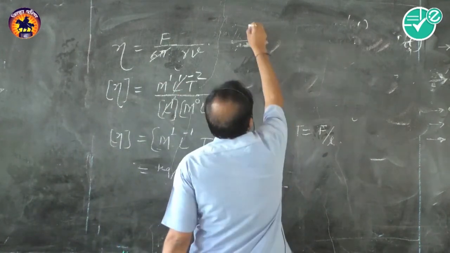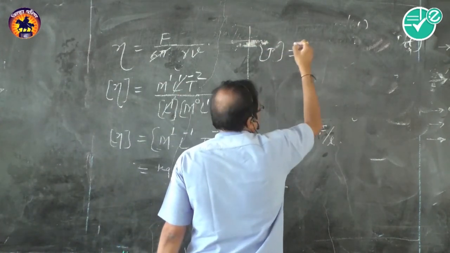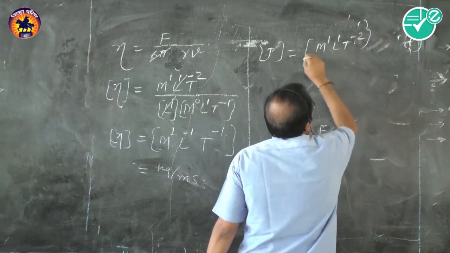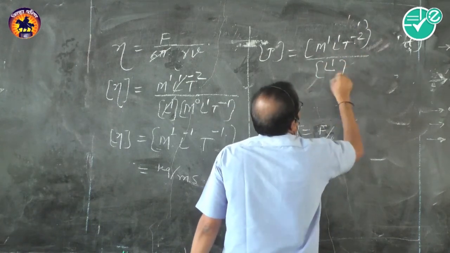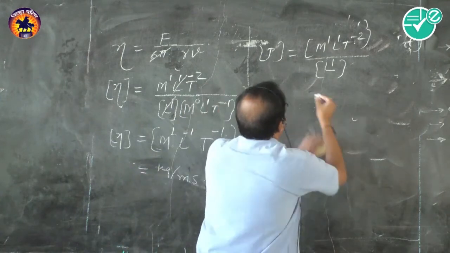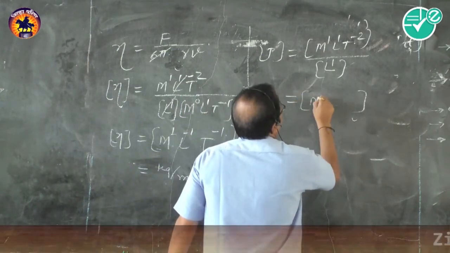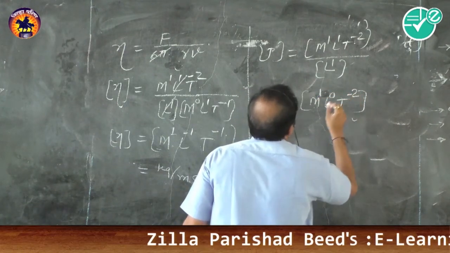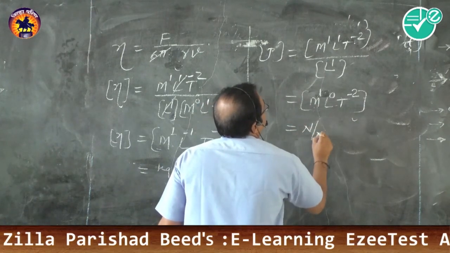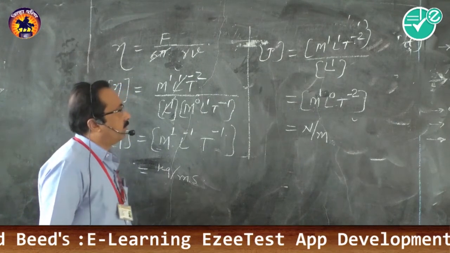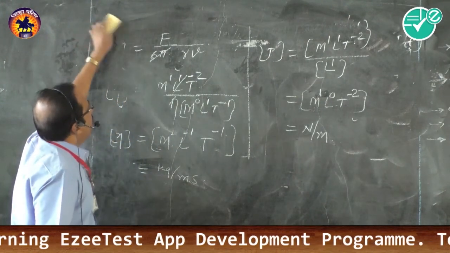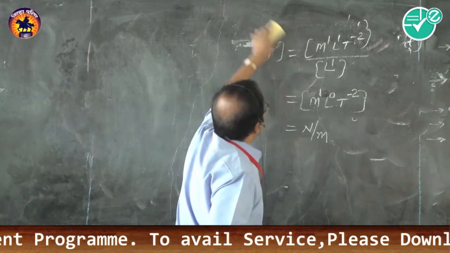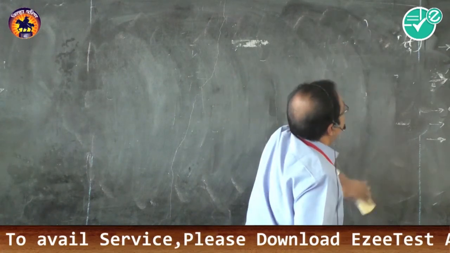Again, the dimensions of surface tension we can find easily. Dimensions of F are M1 L1 T minus 2, and dimensions of L are written here. So the dimensions of surface tension are M1, L0, and T minus 2. So the unit is Newton per meter, isn't it? So this is about some readily used, frequently used physical quantities and their dimensions. Okay.